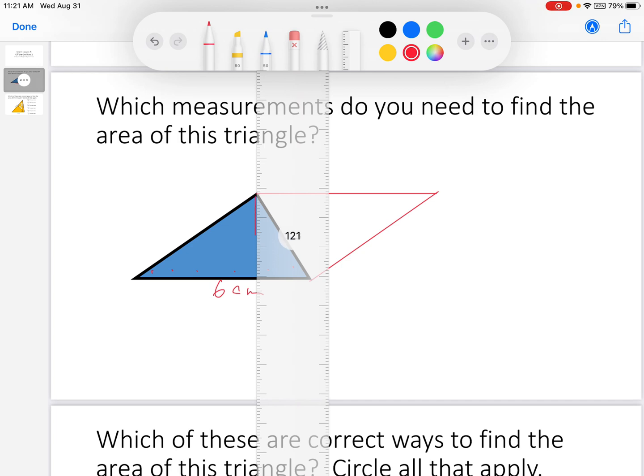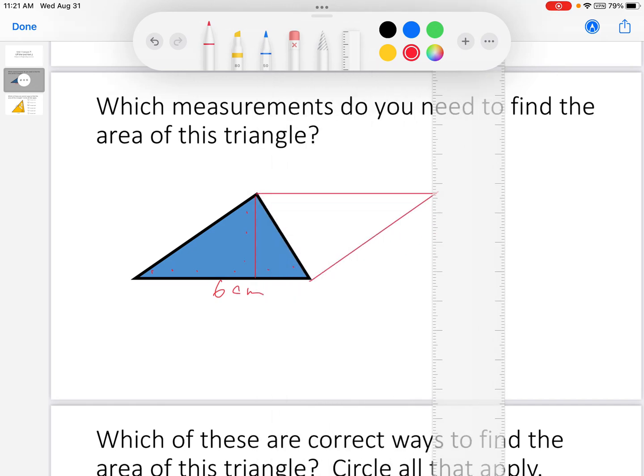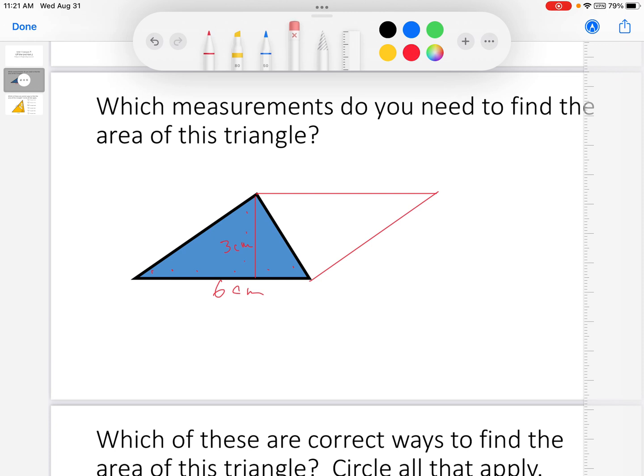So the height in this case goes right there, and that is 1, 2, 3 centimeters. So I'll get rid of these lines because those make the parallelogram. Which two measurements do you need? You need to have one of the sides and then this has to be a right angle, and those are the measurements that you need to find the area of this triangle.